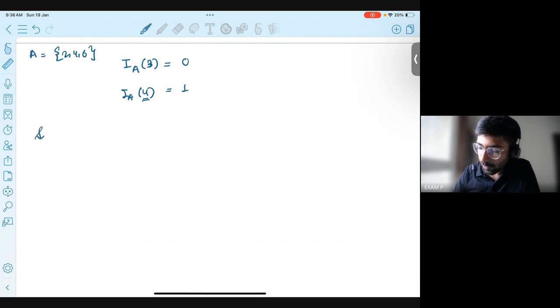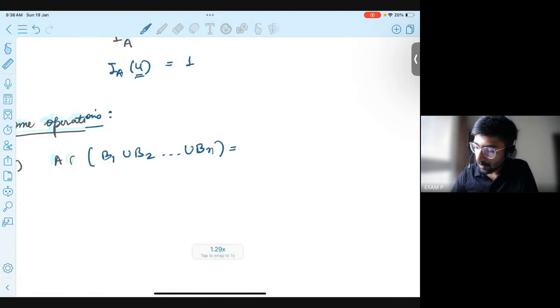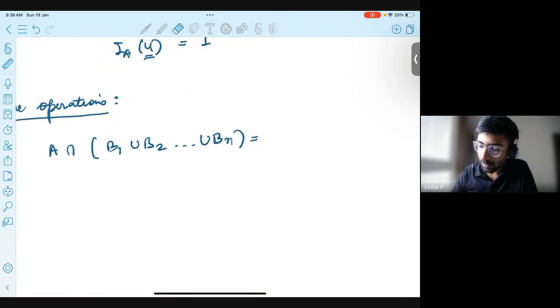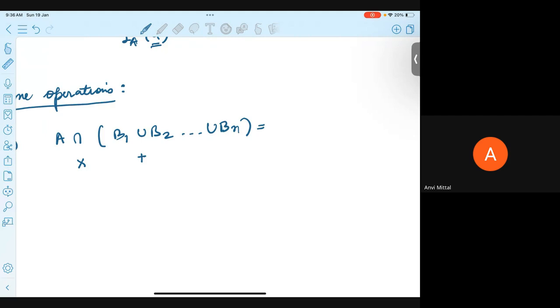So now some operations. These are just like algebraic formulas if you look at them. So A intersection, and then if you have a bracket containing a lot of unions, say union Bn, then how do you do it when, let's say, instead of union and intersection, you had a multiplication here and then an addition here? What would you do? A into B1 plus A into B2 plus A into B3 and so on.